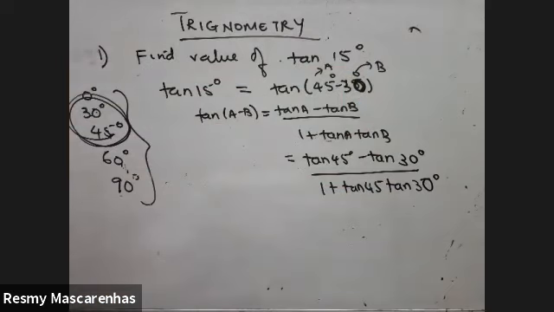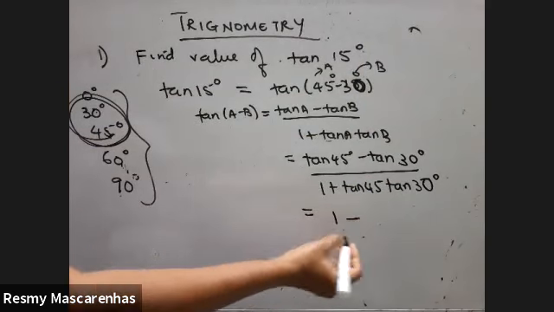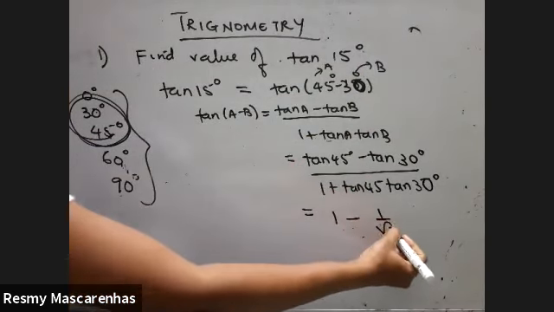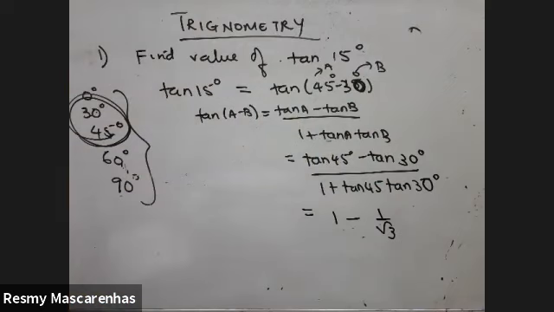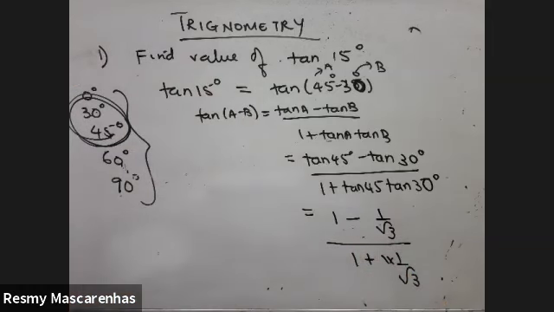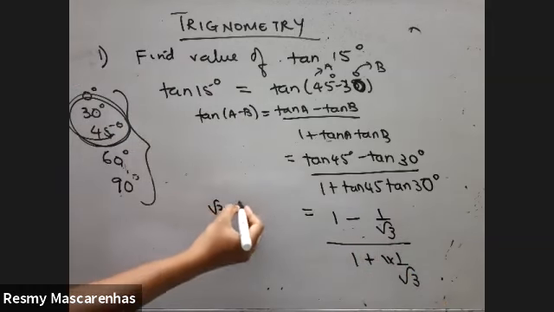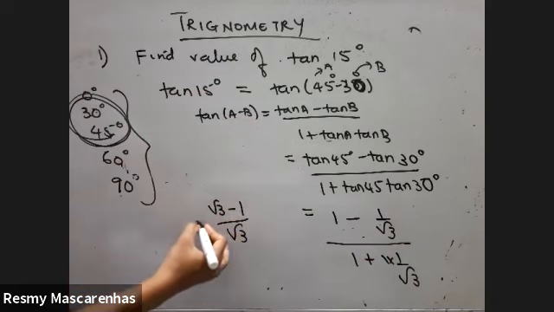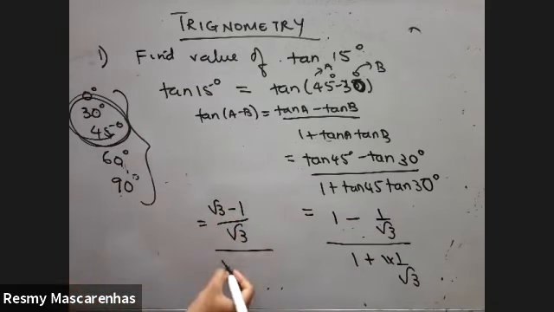And now you substitute the values. So what is tan 45 degree? 1. This is 1 by root 3. 1 plus 1 into 1 by root 3 and then cross multiply. So root 3 minus 1 upon root 3, upon again root 3 plus 1 upon root 3, alternately you can straight away cancel. So the answer is root 3 minus 1 upon root 3 plus 1.